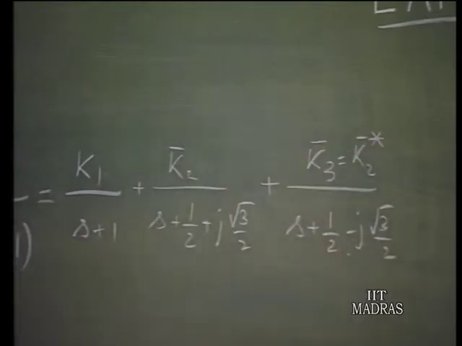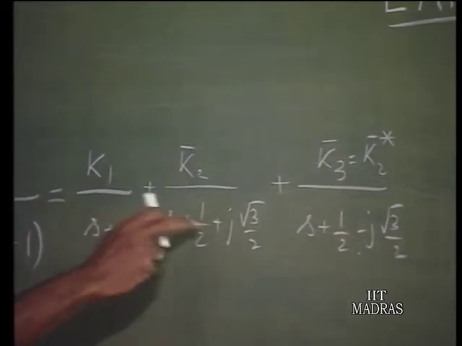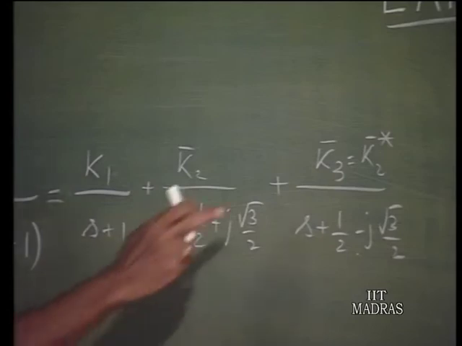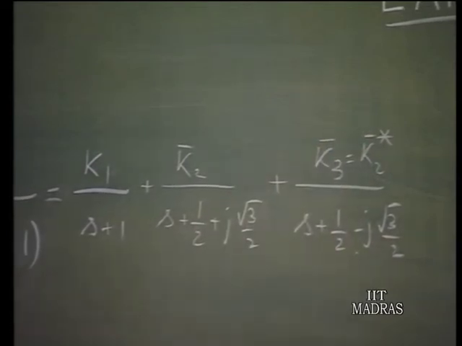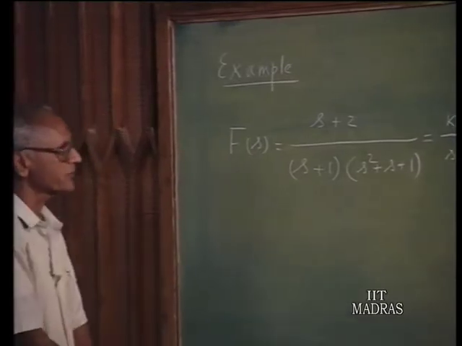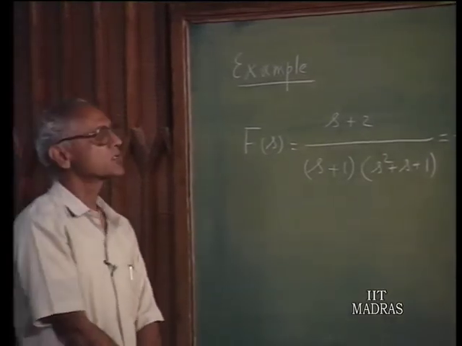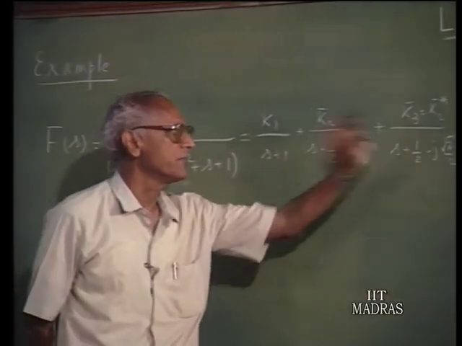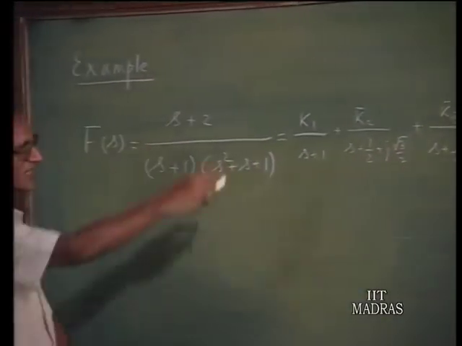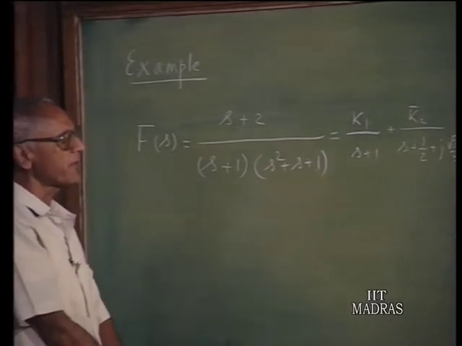Since this pole is the complex conjugate of that, it turns out that k3 will be k2 conjugate. So, one way of handling this would be to find the 3 residues corresponding to the 3 poles: k1, which is simple, and k2, which is of course complex. We do not have to spend extra time to find k3, because once you know k2, k3 will be k2 conjugate, provided the coefficients of various powers of s in the rational function are real. But this needs a little bit of complex algebra manipulation.